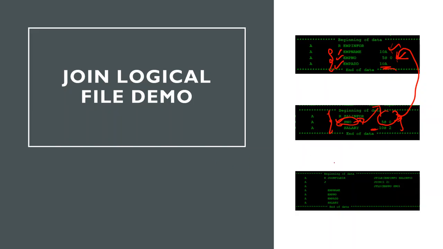Okay. So now here what I am doing is inner join. How do I know it is an inner join? Because you don't have any file level keyword. Here directly you can see the record format.